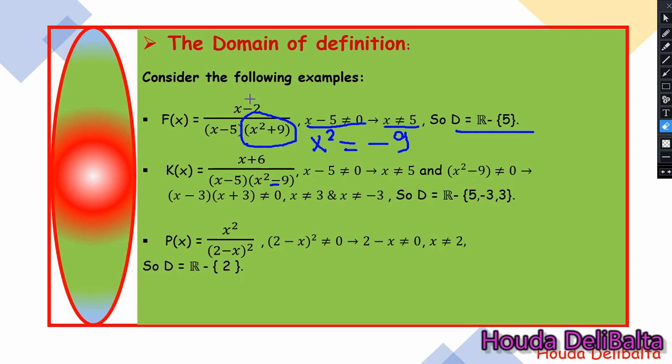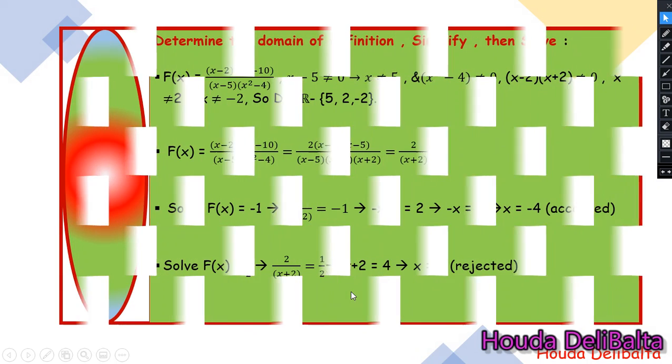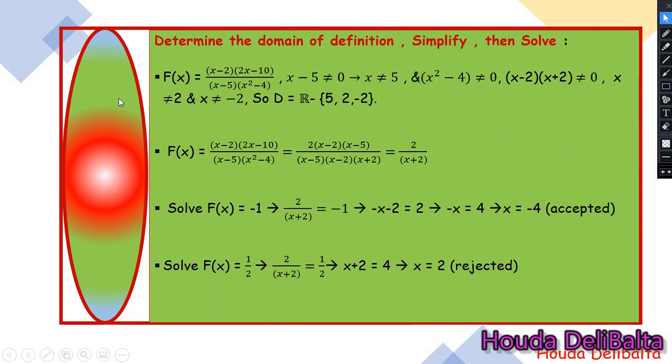So let's continue with more examples about the domain of definition and what we have to do after finding the domain of definition. Sometimes the question is like that: determine the domain of definition, then simplify, then solve. So for example, I have here f of x equals x minus 2 into 2x minus 10 over x minus 5 into x squared minus 4.